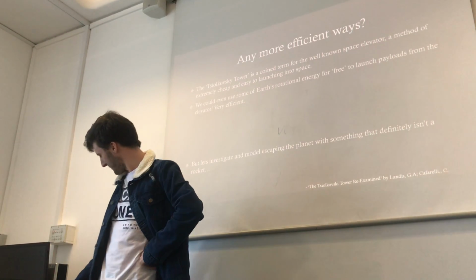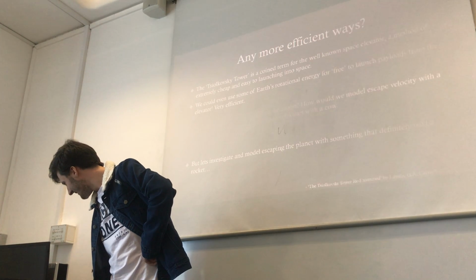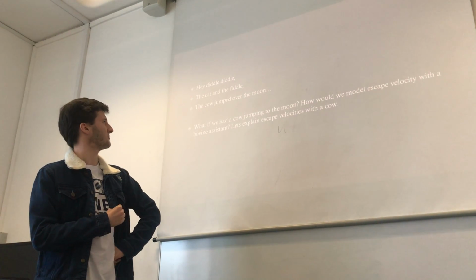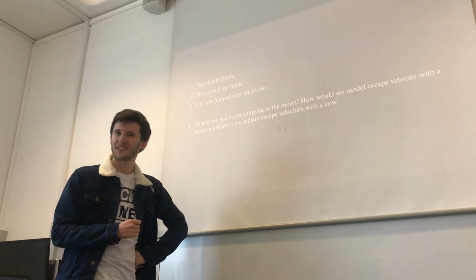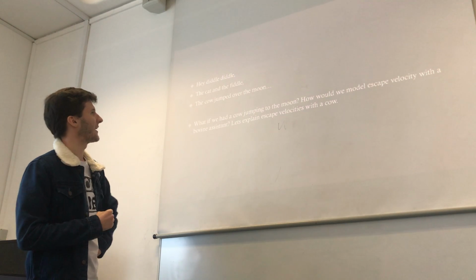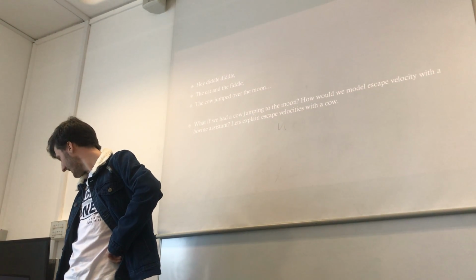What if we had something on the planet which could actually propel us to a height in space? You've all seen the nursery rhyme, hey diddle diddle, the cat and the fiddle, the cow jumped over the moon. What would happen if we actually had a cow jumping and reaching escape velocity? What if we had a bovine assistant? Let us model escape velocities with a cow.